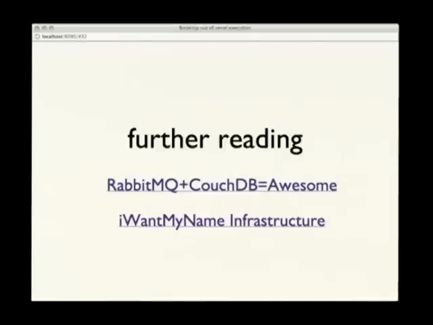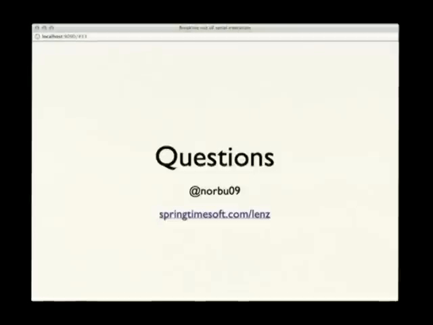So for the reading, I've done a talk about the workflow engine previously. It's called RabbitMQ and CouchDB is Awesome. It's somewhere on SlideShare and also on my website. Another one I've done is about specifically how our infrastructure is working, and it's also on SlideShare. And that's pretty much it. I hope I'm in time. Yeah. Questions?